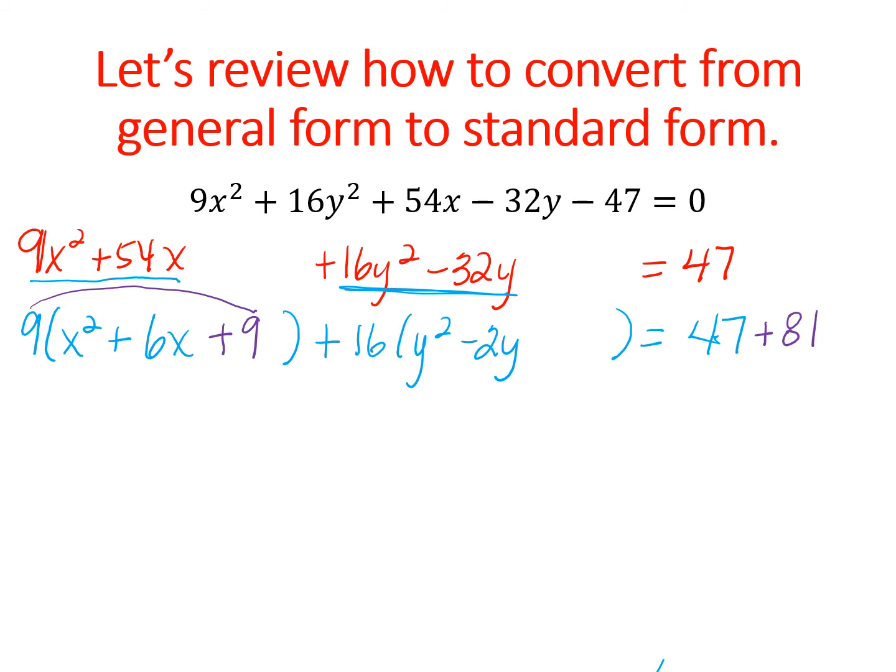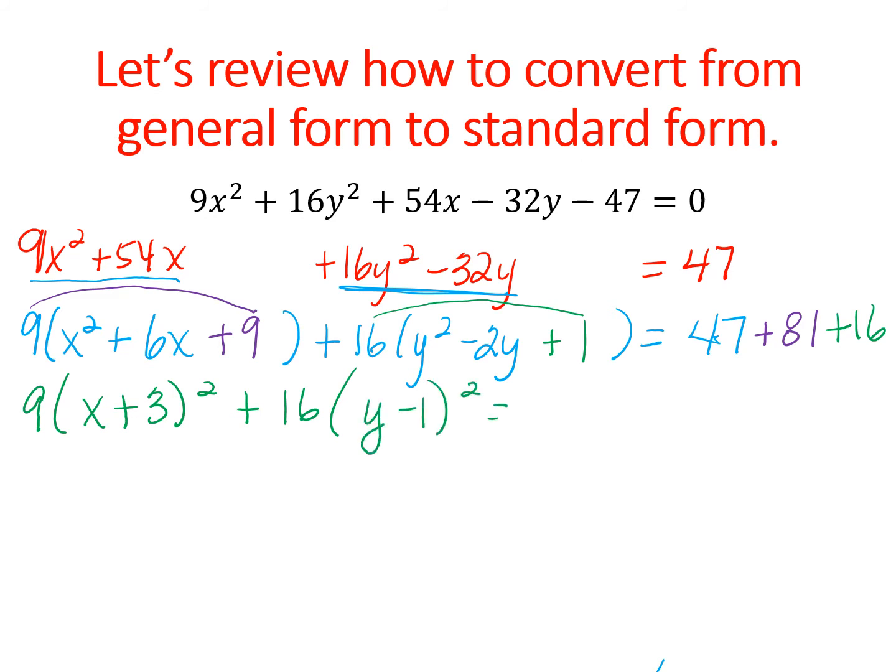81. And then for the second one, we take half of -2, which is -1. We square that, and we're adding 1. But again, we're not really adding 1, we're adding 16. So we have 9. And then if we factor that, that gives us x plus 3 squared plus 16. And that's going to give us y minus 1 squared. And then on the right-hand side, we just need to simplify 47 plus 81 plus 16, which gives us 144.